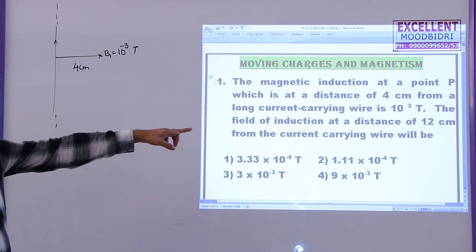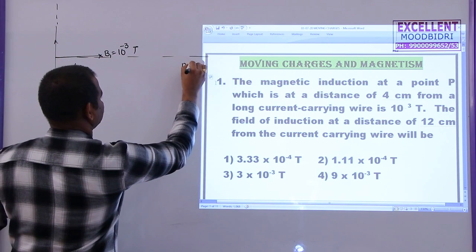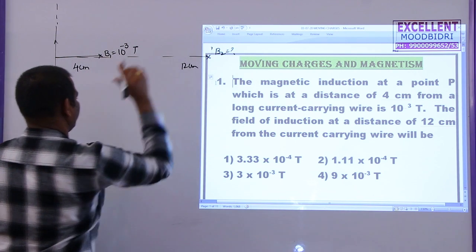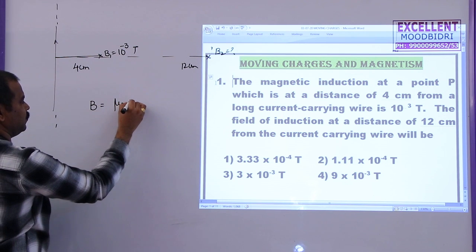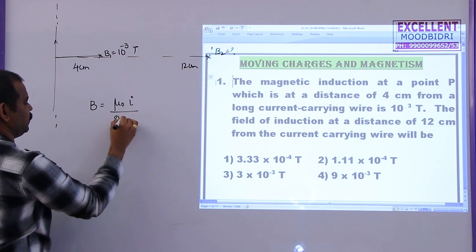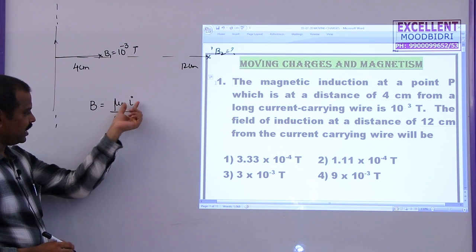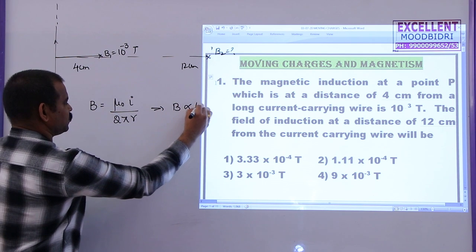The field induction at a distance of 12 centimeters from the current carrying wire. So from here, at 12 centimeter distance, what is the field? That is B2, how much? Now, magnetic field due to a straight current carrying conductor of infinite length is given by mu naught I by 2 pi r. So in this case, mu naught, current, 2 pi are constants. So B is inversely proportional to distance.